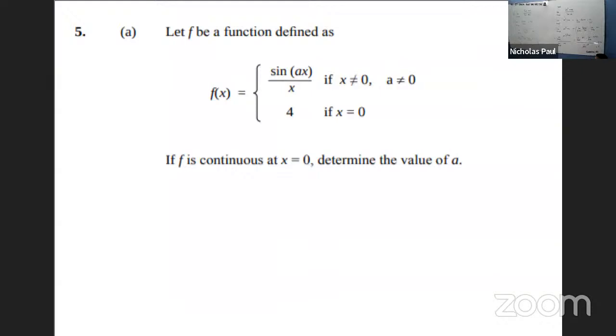So we finish the theory, just do some more questions on limits, right? It's a mixture of what we did last week to show something is continuous. So the question said, if it is continuous, find the value of A.